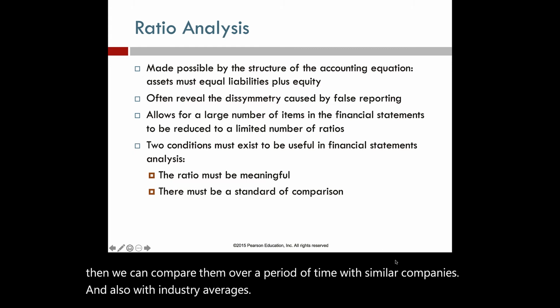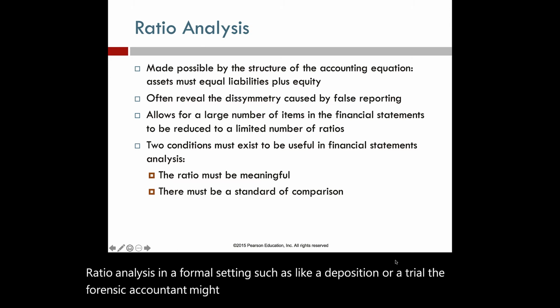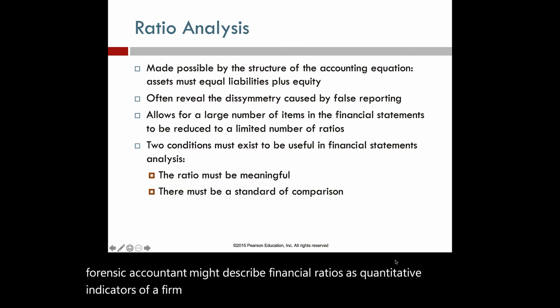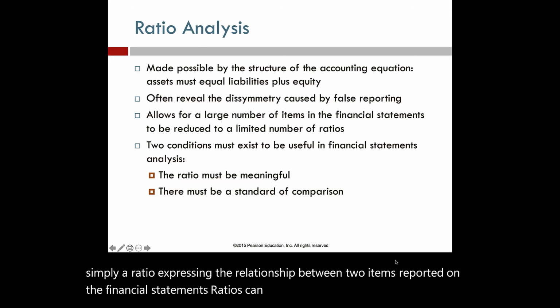Ratio analysis. In a formal setting, such as a deposition or a trial, the forensic accountant might describe financial ratios as quantitative indicators of a firm's financial strengths and weaknesses. A financial ratio is simply a ratio expressing the relationship between two items reported on the financial statements. Ratios can be expressed as fractions, decimals, percentages, or relationships.